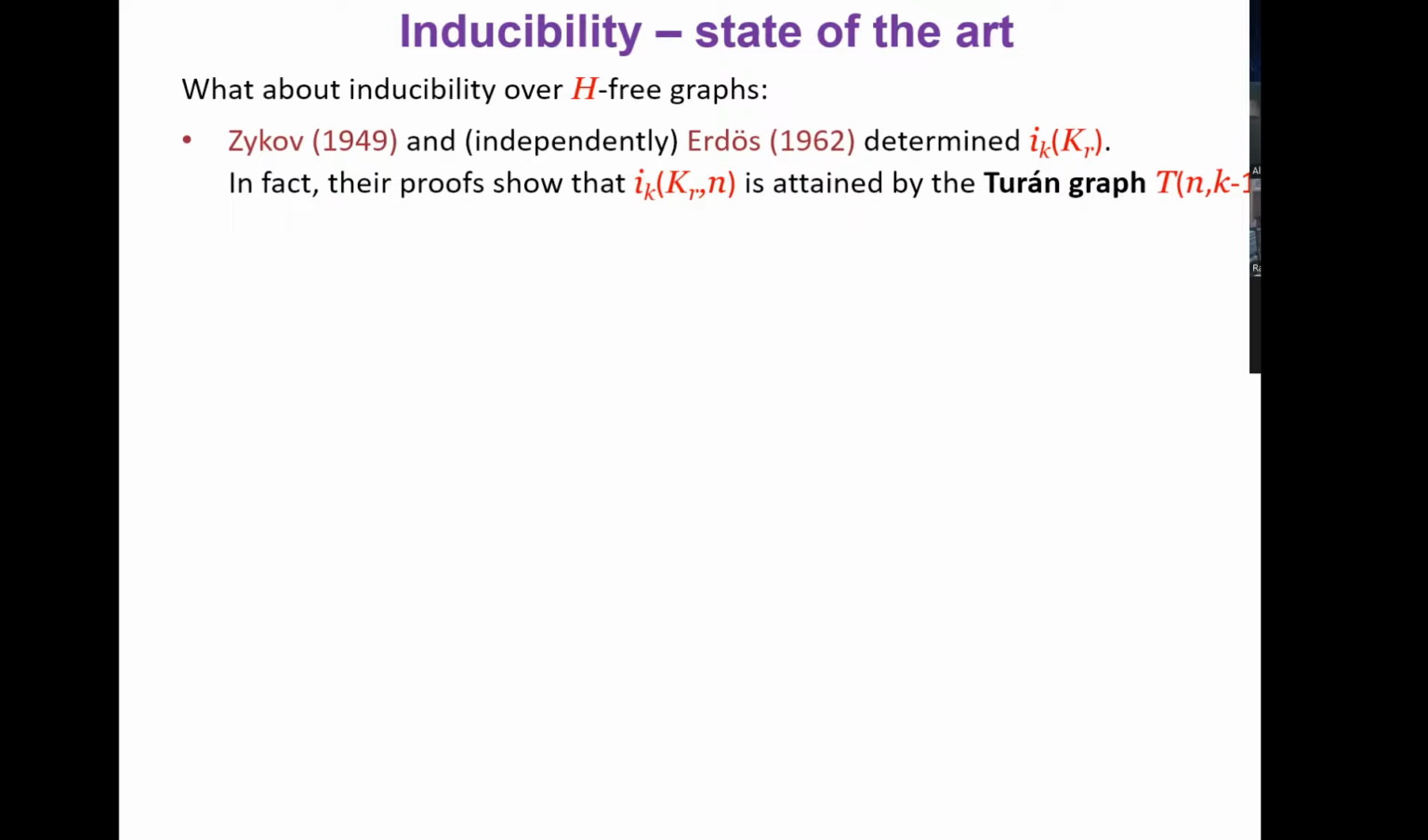So you could imagine that the best you can do is take the Turán graph with K minus 1 parts. Okay, so a complete multipartite graph with K minus 1 parts as balanced as possible. This doesn't contain K_K, and one should guess that this should contain the maximum number of K_R's. But it's not so easy to prove, and indeed the results of Zykov and Erdős prove that.